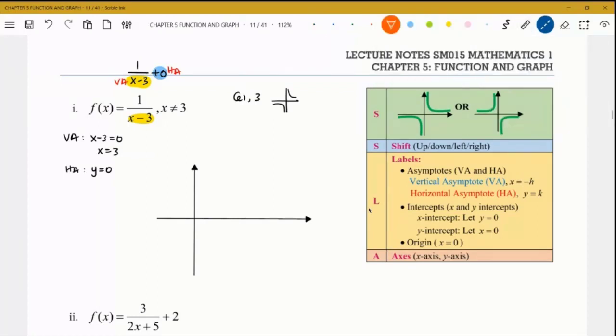So let's say I put in different colors. So we have x equal to 3. Let's say kita ada dekat sini. Dotted line. And then y equal to 0, which is here. Okay. And then we have this shape. So we're going to have to draw the line. Dia menghampiri saja. Dia tak boleh passing through. So the same thing for this one.